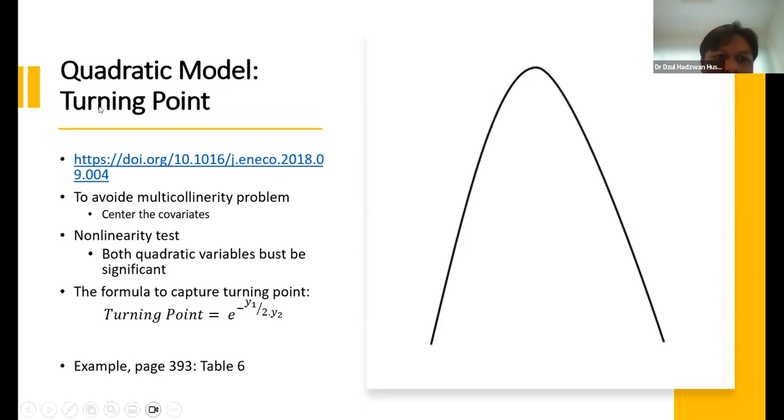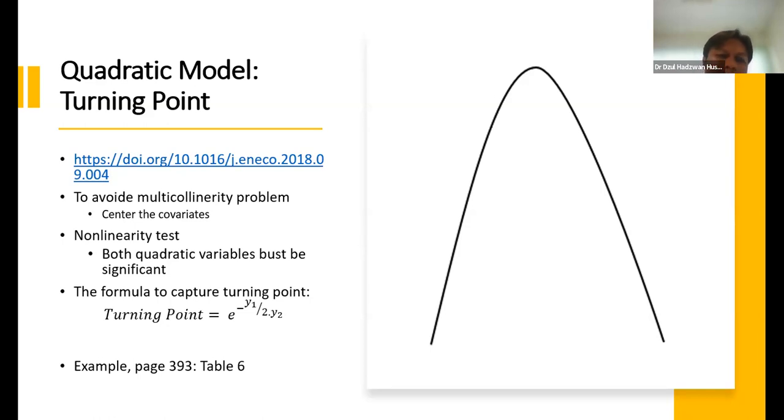So now we go to this quadratic model, the turning point. If you use the quadratic model, you need to show the changes of the behavior, how it would change, first. Second, how about the turning point? You can refer to this paper. I have screenshotted the result in the next slide. Maybe some of you are not aware of this. Normally we use the example where our independent variables are GDP and GDP squared in order to find the nonlinear relationship.